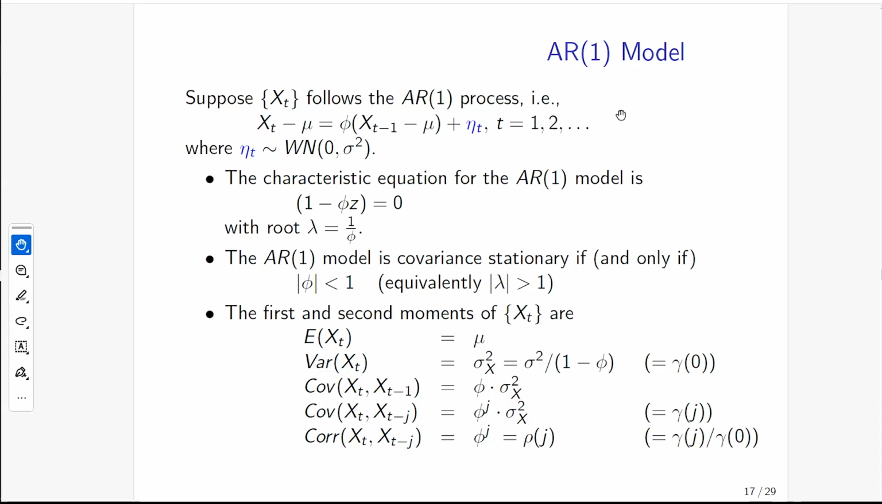But with the first order autoregression model, we have a constant mean, a constant variance, which is sigma squared over 1 minus phi squared, times sigma squared. And the covariances basically are the variance times phi to the jth power. So with an autocorrelation, phi is the first order autocorrelation, and phi to the jth is the jth order autocorrelation.